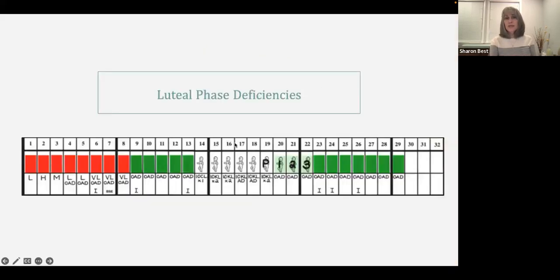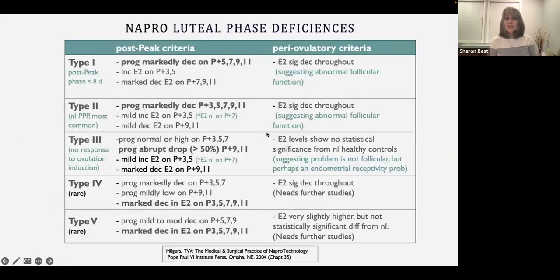So let's talk about luteal phase deficiencies. As mentioned, NaPro diagnoses 6 different types of luteal phase deficiencies. This is another slide that's going to be directed to the clinicians. So type 1, what you want to look at here is what is in green. I put in green the little pearls that I think I can help you with. Any of us can find these parameters in our NaPro protocol book.